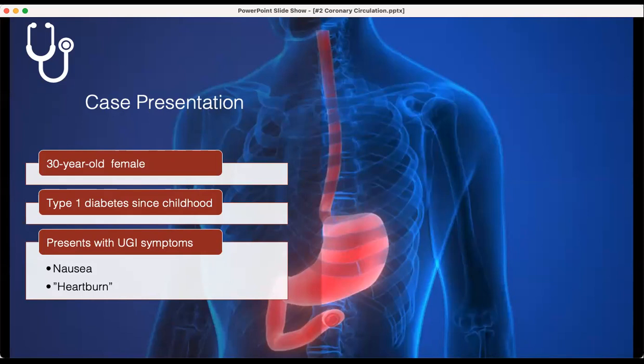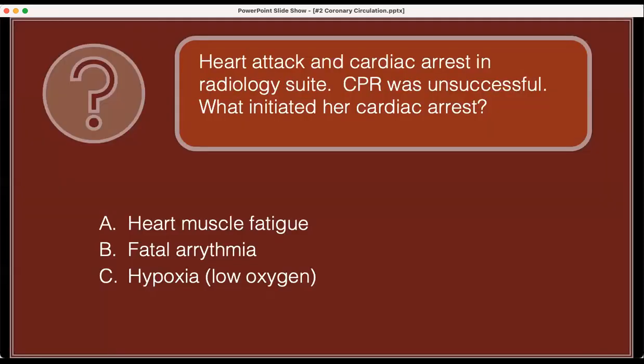She presented with upper GI symptoms. So she had a lot of nausea, vomiting. She was complaining of symptoms of reflux, heartburn. She was being worked up for what they suspected was stomach problems. And so they had her down in the radiology suite. And in the radiology suite, while doing a barium enema, she had a full cardiac arrest and died.